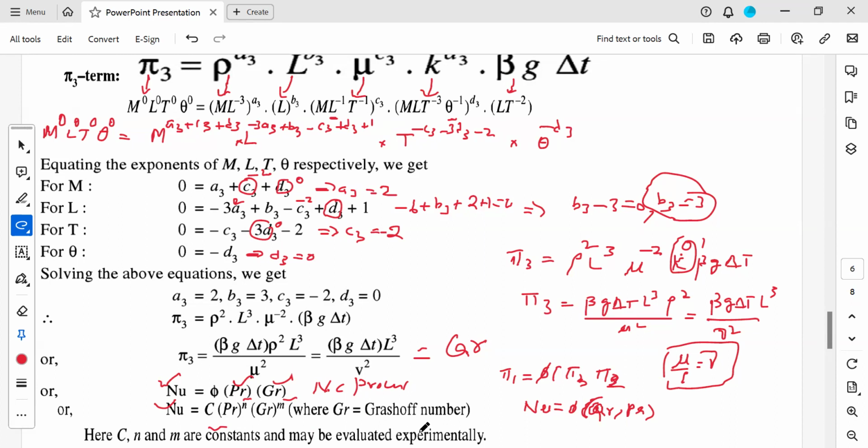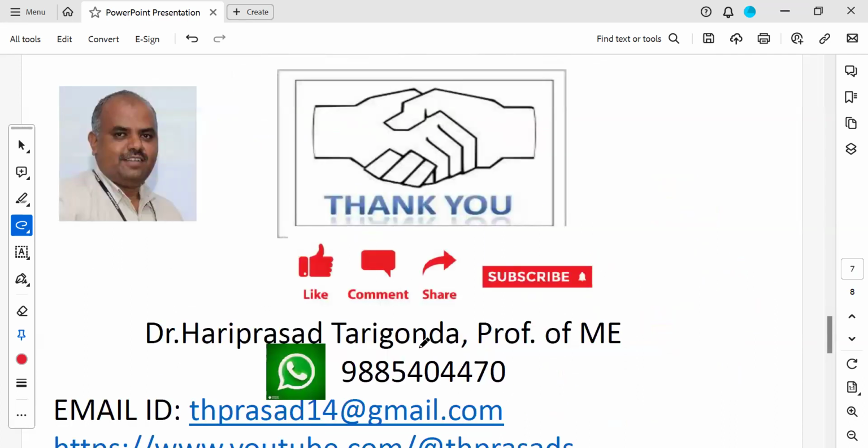So this is about the dimensional analysis applied to free convection or natural convection. I hope you understand this dimensional analysis for free convection.